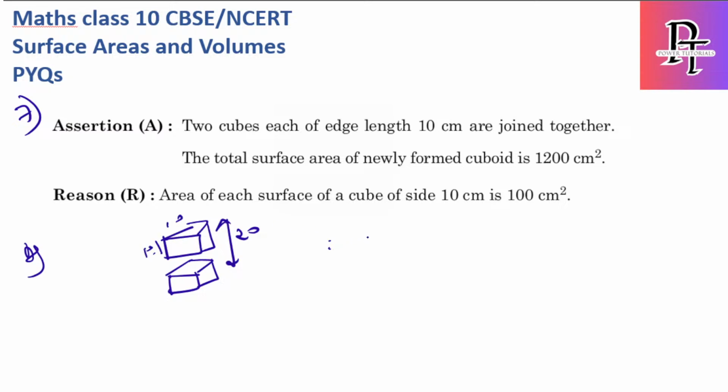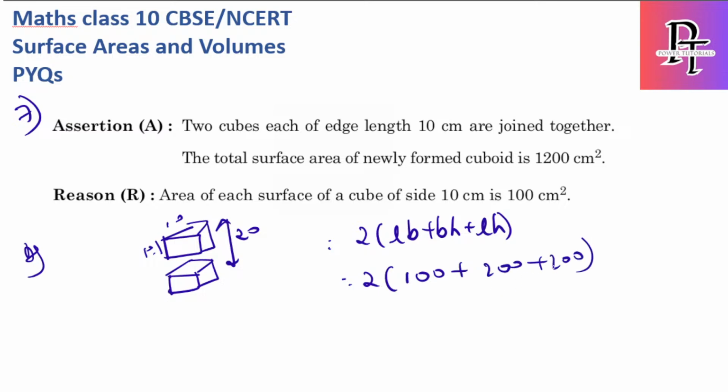So let's find the total surface area, which is 2 into (LB plus BH plus LH), which is 2 into (100 plus 200 plus 200). So it is 1000 centimeters square, but they have mentioned it is 1200. So this is false, so obviously the others will be true, no need to check, because both cannot be false as per our questions. So the answer should be A is false and R is true. I think it is C, yeah, it's a D option.